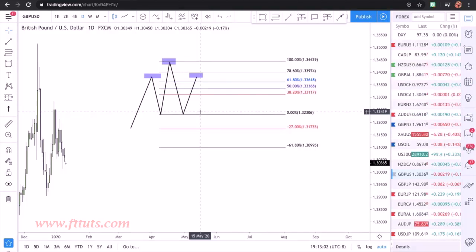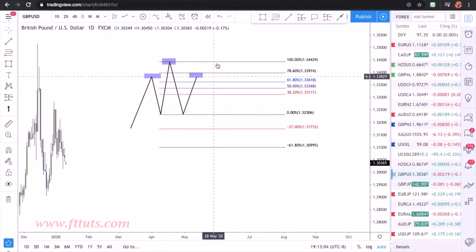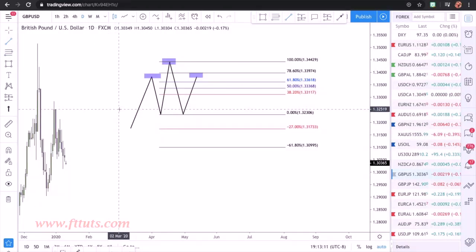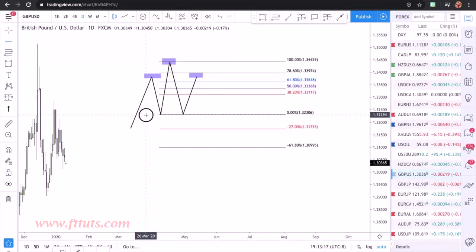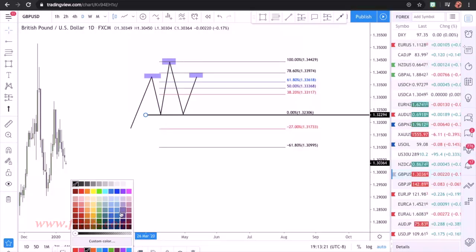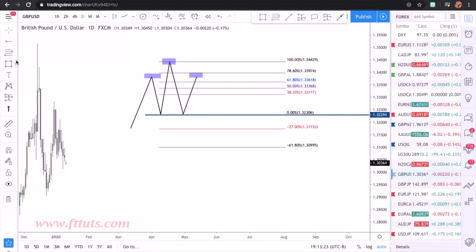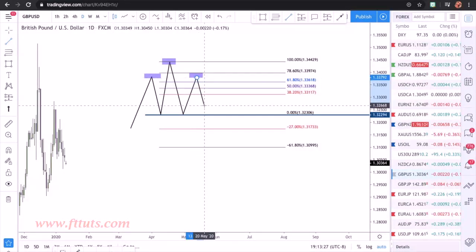Another good example is, basically here, I'll show you. Let's just say we are breaking this level. I'll do the horizontal line. So let's just say price comes down to there. I'm just going to make it a different color. So let's say price comes down to here, and we end up breaking this, okay?